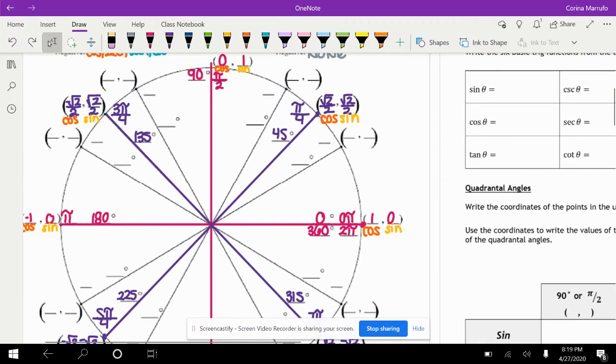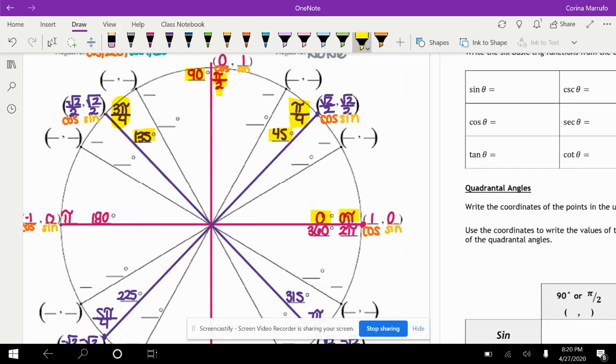What we also learned is how to label or number our lines on here. We start off with 0 degrees, which in radians is 0. Then halfway to 90 degrees is 45 degrees, which in radians is pi over 4. Up here is 90 degrees, and in radians that is pi over 2. Then we cut that in half: 90 plus another 45 degrees is 135 degrees, and in radians that's 3 pi over 4.